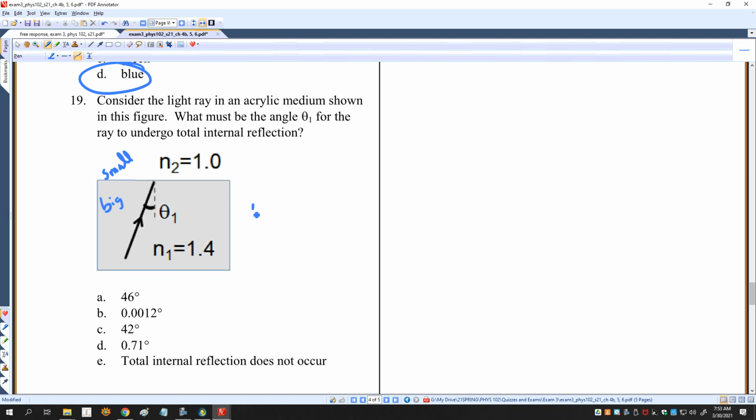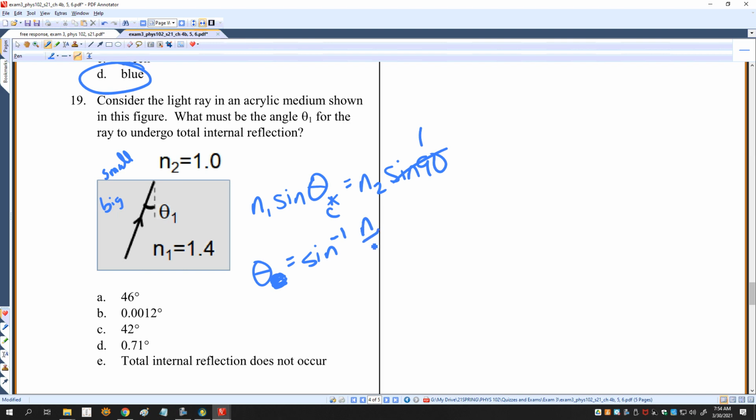So N1 sine theta 1. In fact, I'm going to get rid of this 1 and call this my critical angle. That is equal to N2 sine of 90, which of course is equal to 1. So theta C is the inverse sine of N2 over N1, or the inverse sine of 1 divided by 1.4, which is 46 degrees.